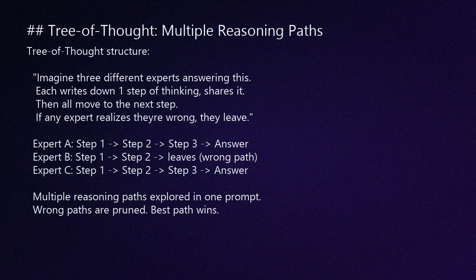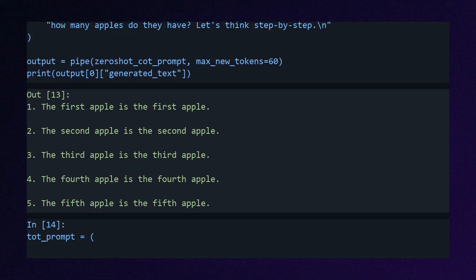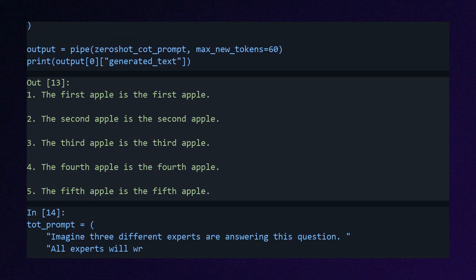The clever part is that this entire multi-expert deliberation happens inside a single prompt. We do not need any special infrastructure. We just describe the process in natural language and the model simulates it. This technique is particularly useful for problems where a single chain of reasoning might go down the wrong path early and compound that error. Tree of thought in a plain text completion style.